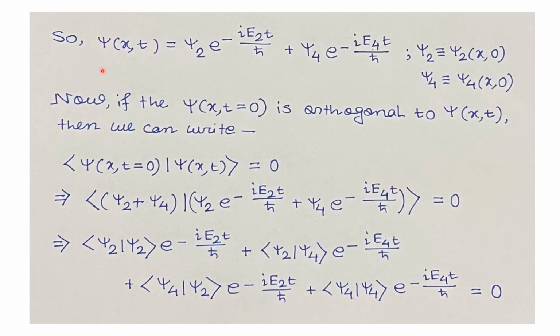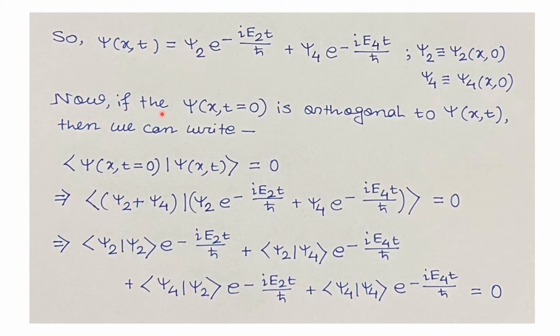So we'll apply the definition of the stationary state in our case. Our wave function psi as a function of x and t equals psi 2 times e to the power minus i E2 t by h cut plus psi 4 times e to the power minus i E4 t by h cut. Here psi 2 represents the wave function psi 2 at t equals 0, and psi 4 is the wave function psi 4 at t equals 0.